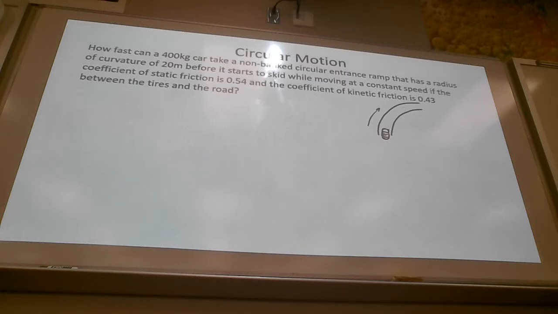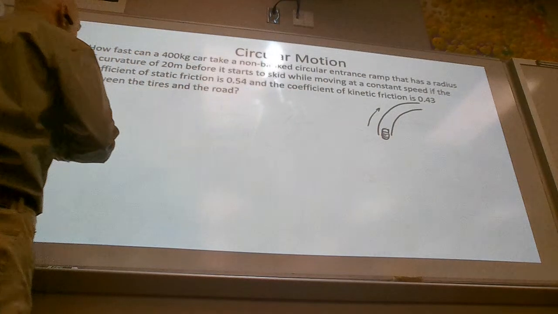Okay. All right. How fast can a 400 kilogram car take a non-banked circular entrance ramp at a radius of curvature of 20 meters before it starts to skid while moving at a constant speed, if the coefficient of static friction is 0.54, the coefficient of kinetic friction is 0.43 between the tires and the road. Okay.